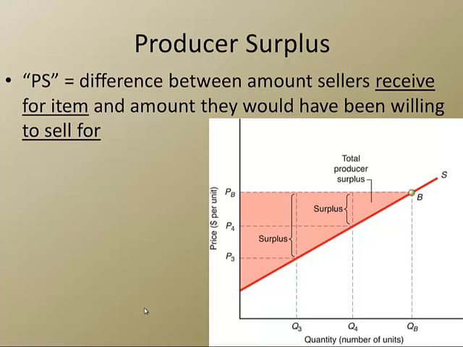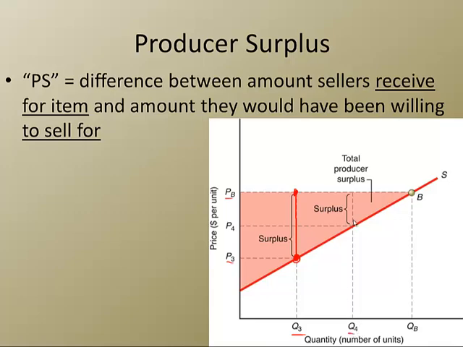Now, producer surplus is the same idea, but from the opposite perspective. Some producers, say for this quantity right here, there's a producer willing to bring it to market for this price P3. However, they can charge PB. The market price is PB. They get to sell their output for that much. So this is the difference between how much they actually receive and how much they would have been willing to receive. That is their producer surplus.